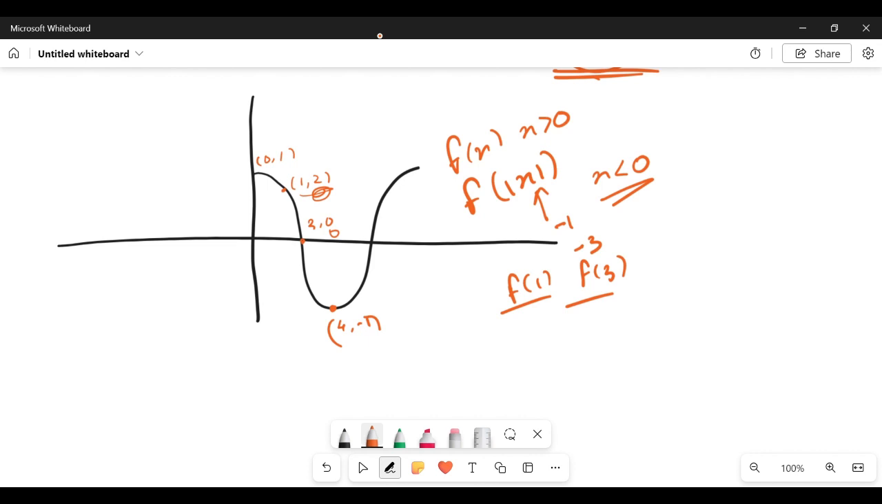2, 0, same with the 0. If we plug in 0, then the value is 1. If we plug in 4, then the value is -1. So if we plug in -4, then the value is again -1. So simply the graph will be replicated.